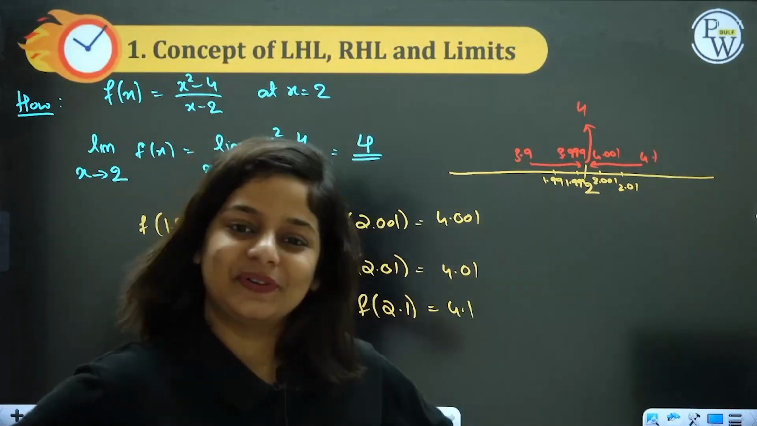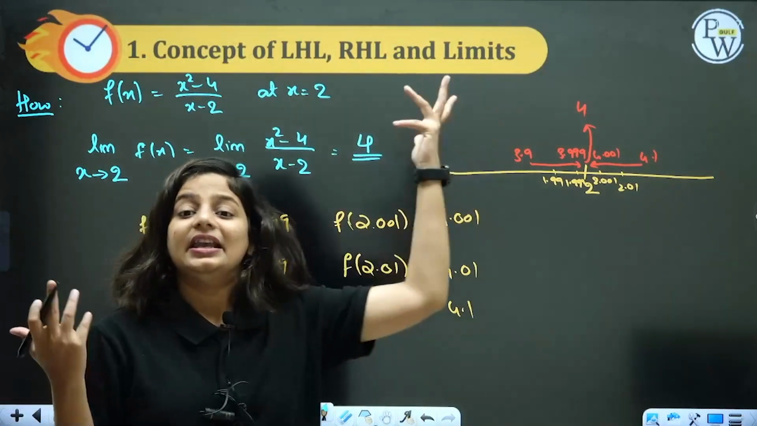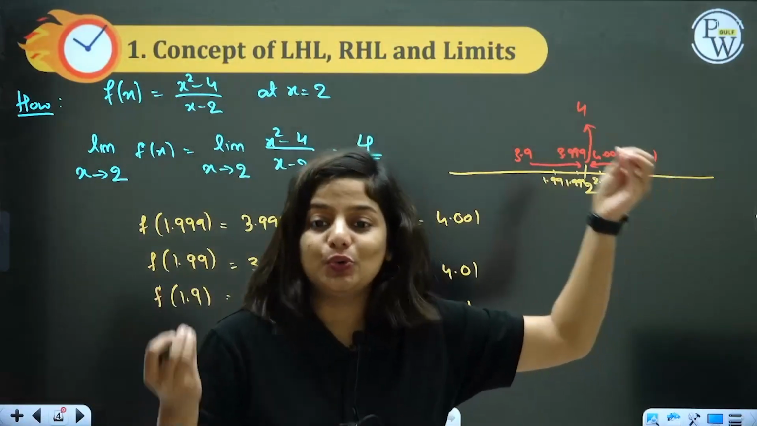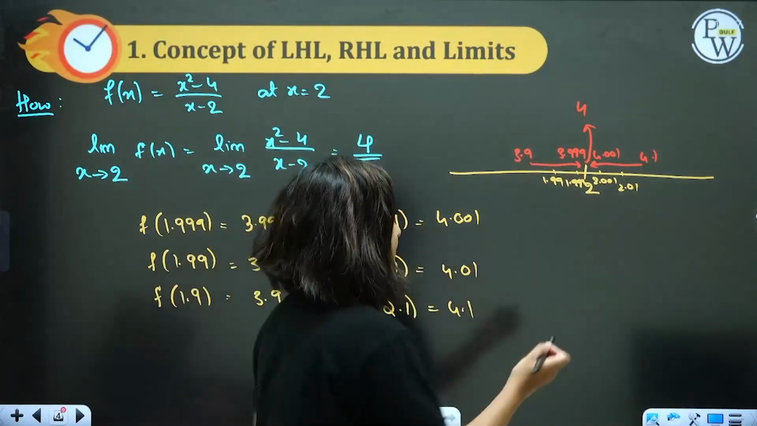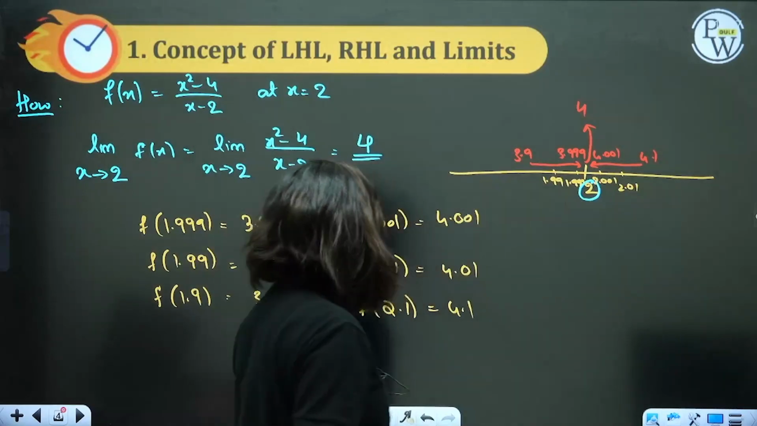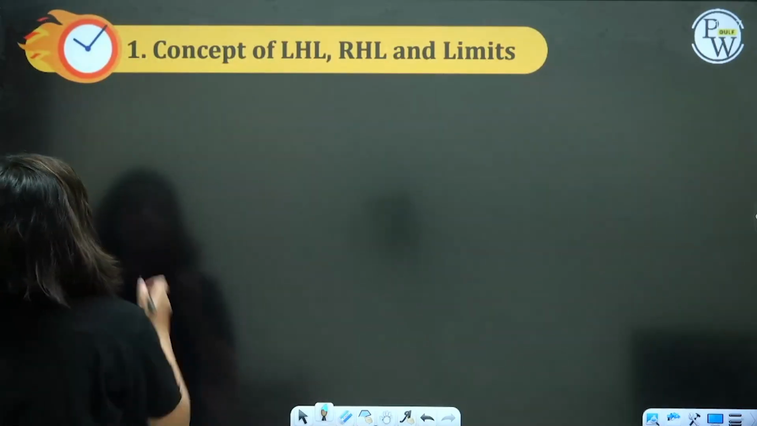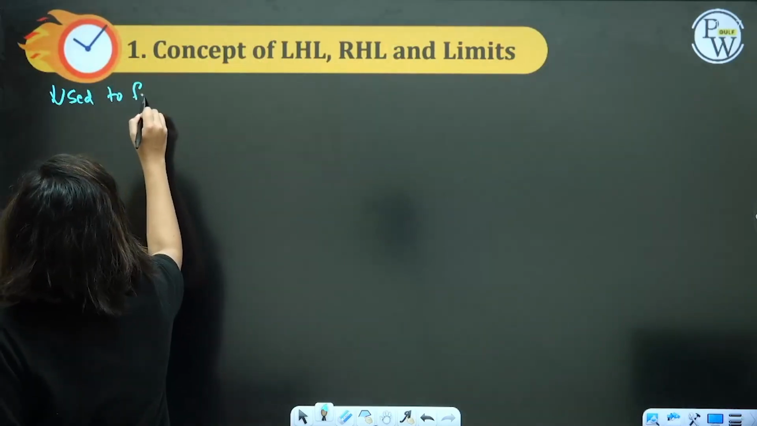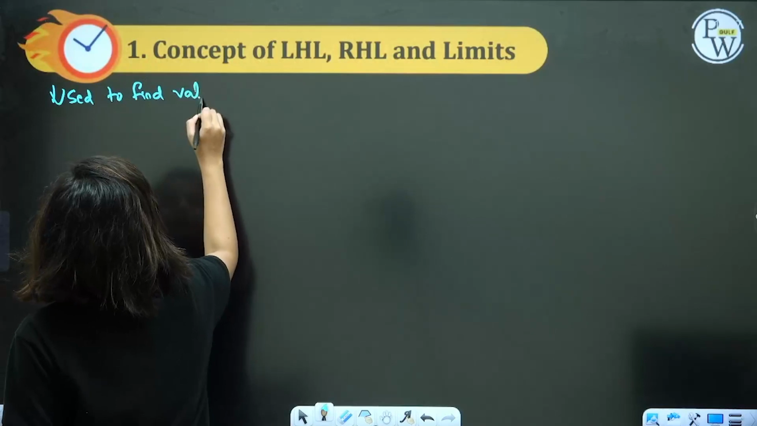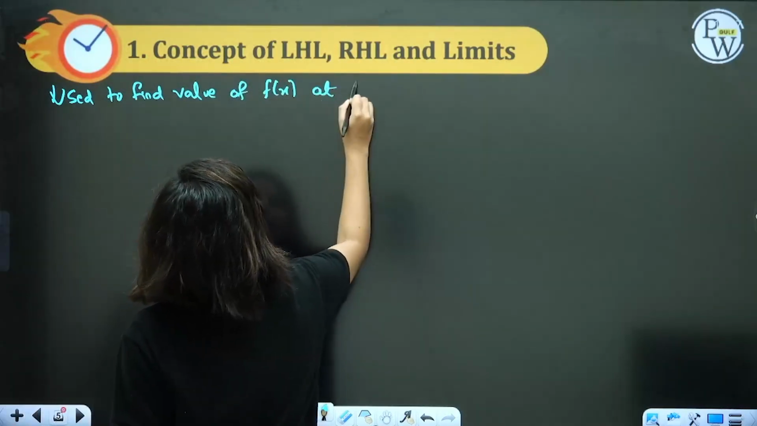Got it? So what is limits? If anybody asks you, what is limits? Limit is used to find the value of the function at blind spots. So this is a blind spot, right? We don't know the value of the function at 2, so it's a blind spot for us.